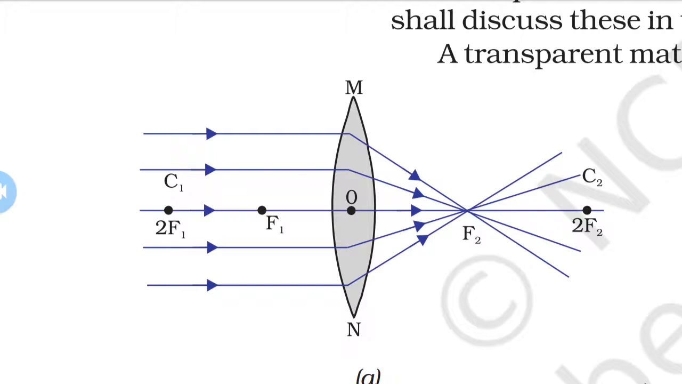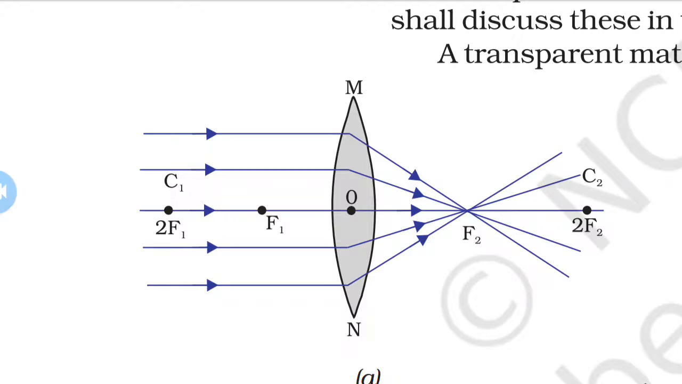Now the principal axis. The imaginary straight line passing through the two centers of curvature C1 and C2 of both the surfaces of the lens is called the principal axis of the lens.